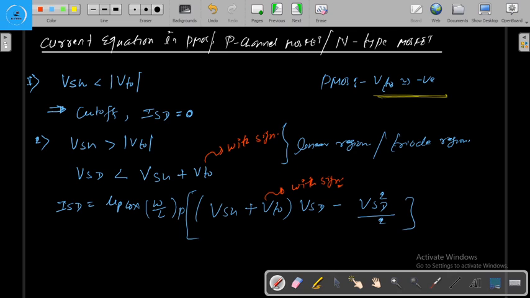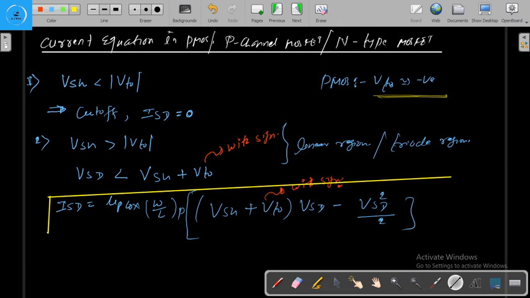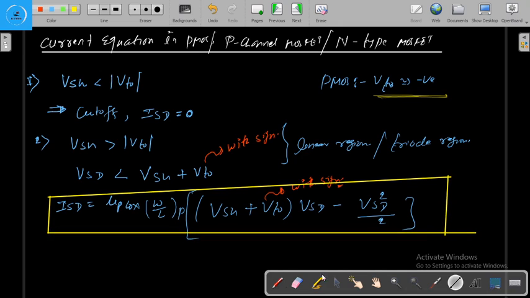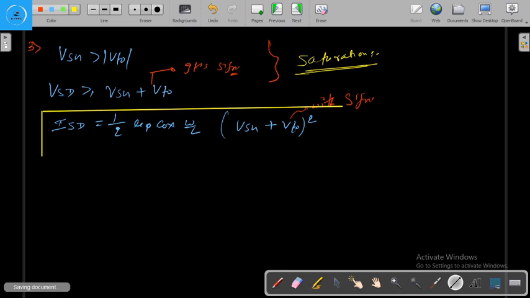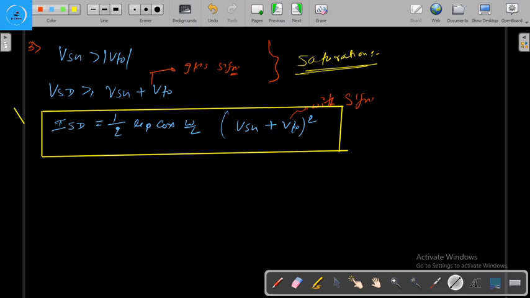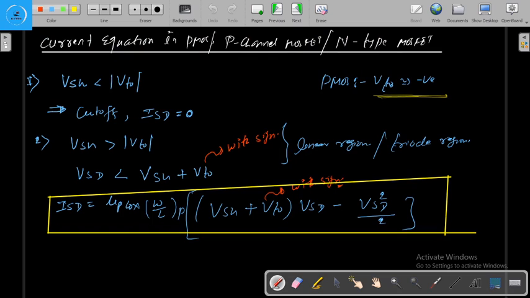Now, this will be our equation for the current in the linear region or triode region, or the ohmic region. Now in the saturation region, this will be the equation of the PMOS. So please, while using this formula, concentrate on the VT naught. Here we have to use the VT naught with its sign, not only with the magnitude.